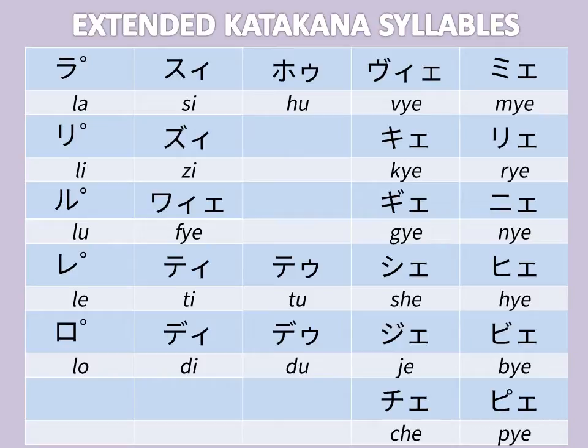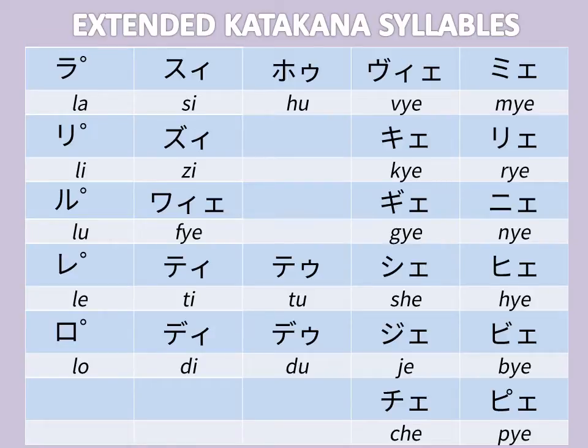Then she with small a, converting it to she. Then g with small a, converting it to j. Then we have chi with small a, converting it to che. And the final column, we have the first one, ni and small a, converting it to nye.